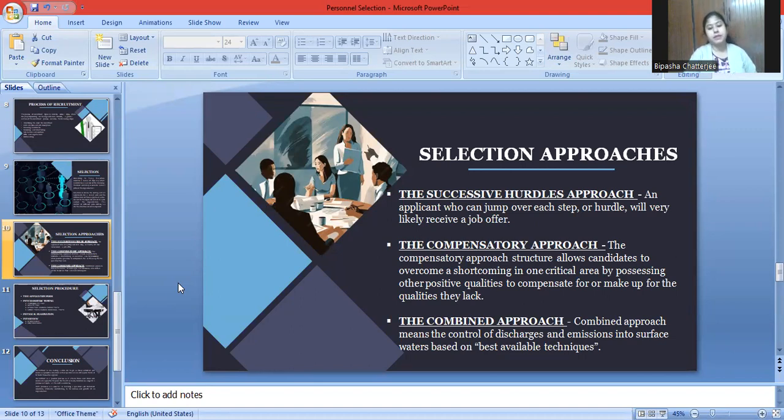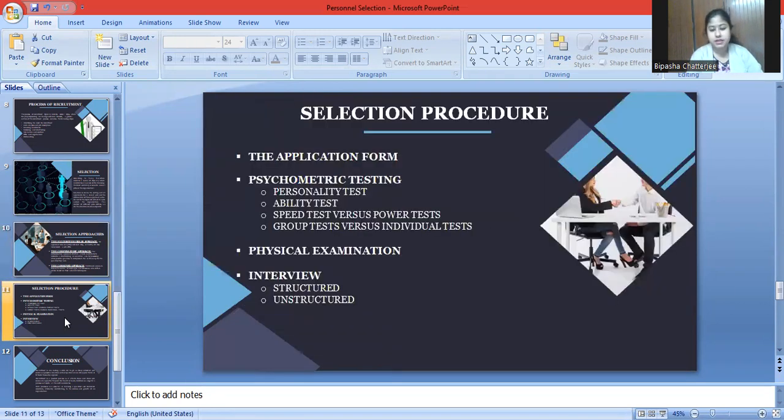Okay, and the third one is the combined approach, which means the control of discharges and emissions into surface waters based on best available techniques. So basically, most of the recruitment and selection procedures follow this approach, where you ask the candidate to qualify the various steps or stages, and finally come to the final round. At the same time, you are also considering the positive points the individual has against any one of the shortcomings. By this manner we can go for the various selection procedures.